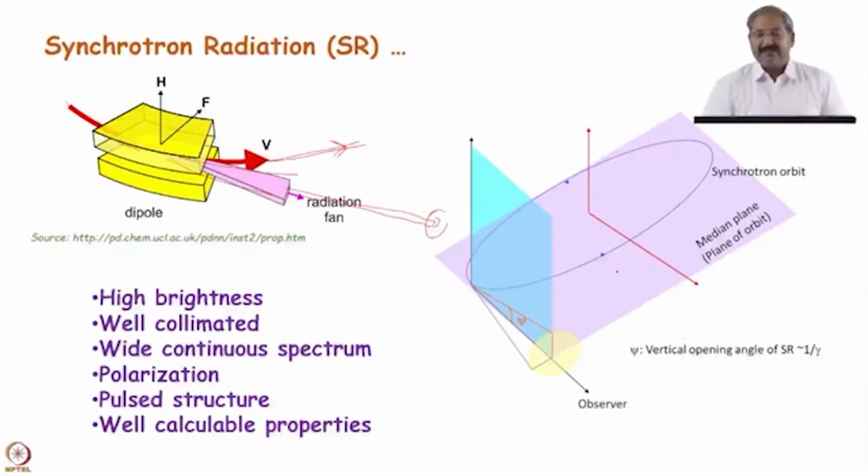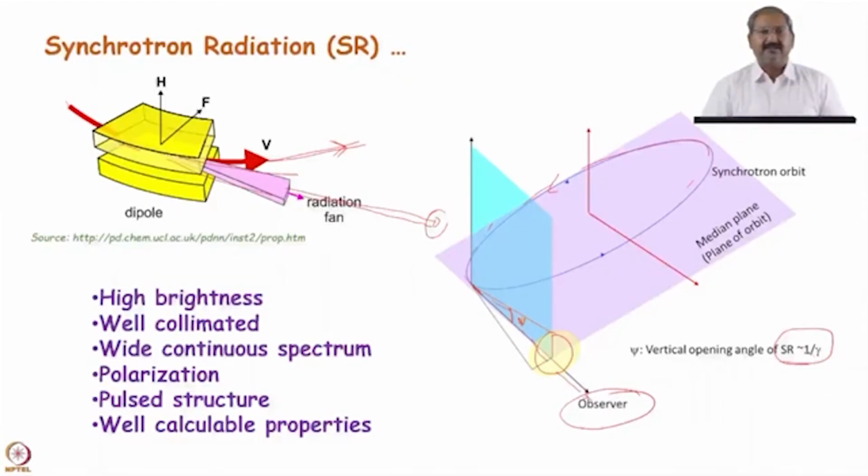Now in this figure you can see that this blue line shows the electron orbit in the synchrotron. So this is the plane in which the electron rotates. And suppose an observer is here. Whenever the electron comes here, in the tangential direction of this point, radiation is emitted. And the cone of radiation which is formed by the electrons here has an opening angle of psi. Means when the electron radiates, it radiates in a cone, and the psi angle varies as 1 by gamma.